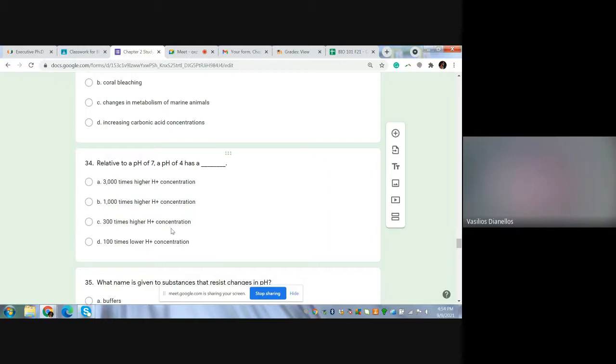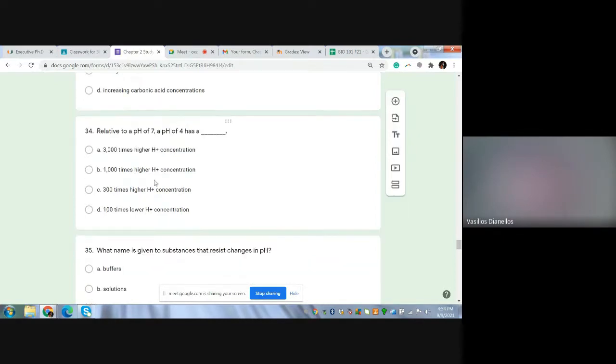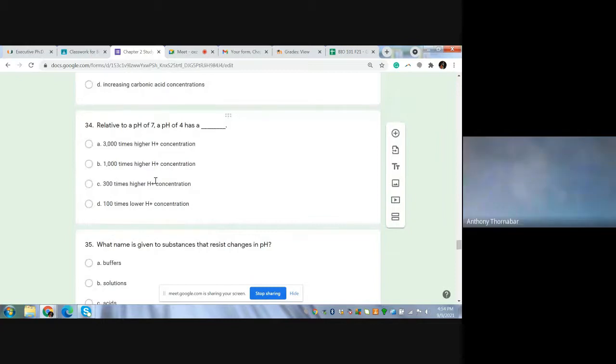Because it does not have a lower H plus concentration. It has a higher H plus concentration because it is acidic. So keep that in mind. Also, I might not say higher H plus concentration. I might say higher acidity, or I might say lower. I'll just leave it at that. We don't have time to get through it. Just think about all the different ways I could reword that question. Any questions about number 34? Yes, right quick.